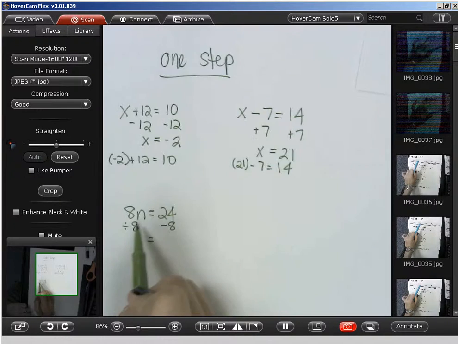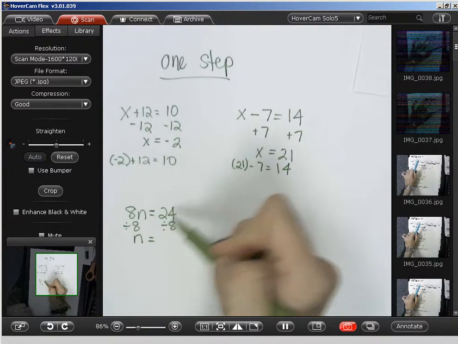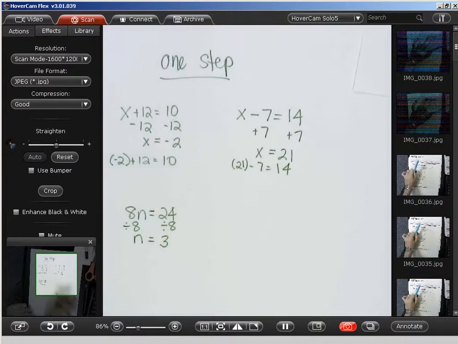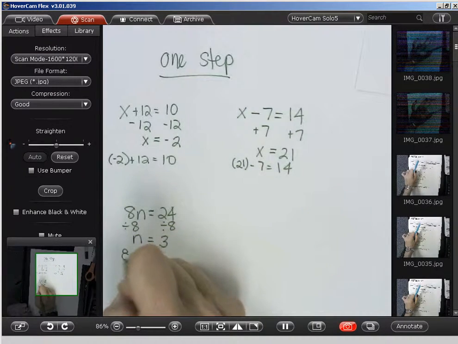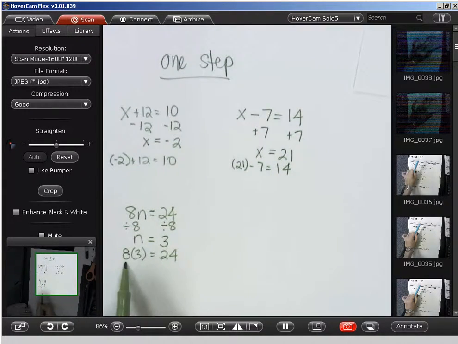So 8 divided by 8 is 1. And I know that if I have a 1 in front of my variable, I can just write the variable. Then I'm going to do the same thing over here. 24 divided by 8 is 3. Now I'm going to substitute that 3 back in for n to double check my work. 8 times 3 is 24, and I'm good.